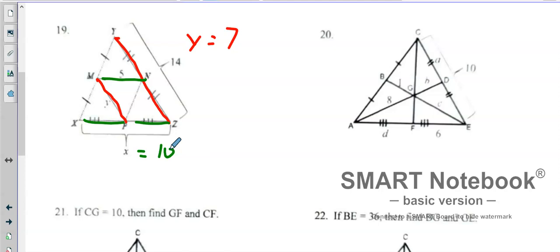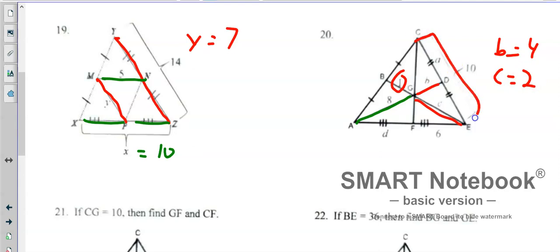All right? On 20, the long piece is twice the small piece. So that means b is 4. All right? It's hard to see, but this is 1. That's the short piece. So c is double that. So c is 2. And if this whole thing is 10 and these are equal, that means a is 5.